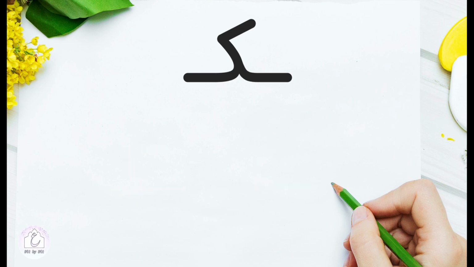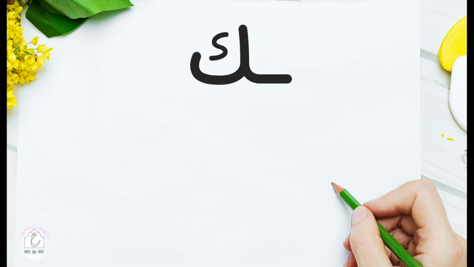In the final position, kaf restores its isolated form, in addition to a connecting segment coming from the preceding letter. We draw the connecting segment, then go up for the vertical line and back down to finish the shape of kaf. A connecting segment, up and down to close the word with kaf.